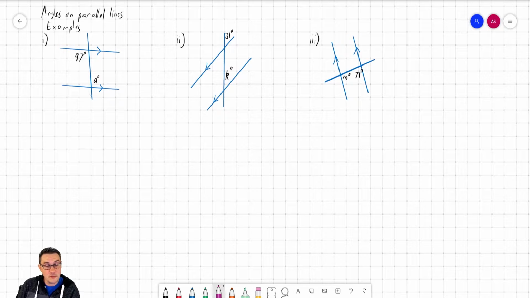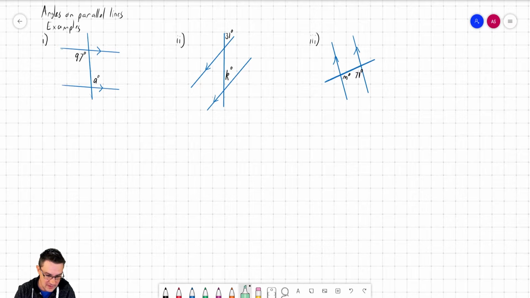Okay, amazing people. We've got some examples here to work through where we've got parallel lines and we need to find the size of the variable or the pronumeral in each case here. So in the first example, we've got an angle of 97 degrees and a pronumeral of A we need to find. Now, first thing I want to do is trace over the lines needed to find each of these angles or to identify them.